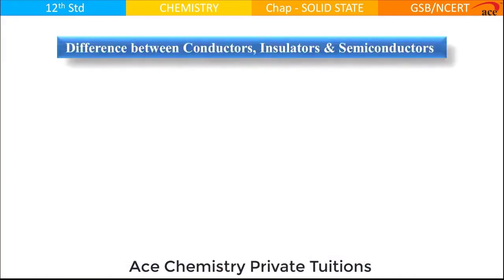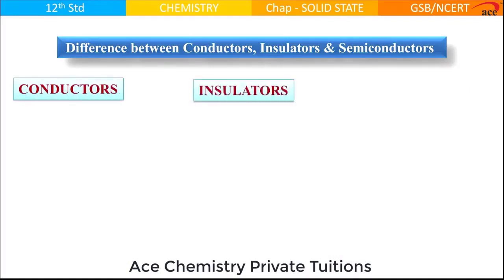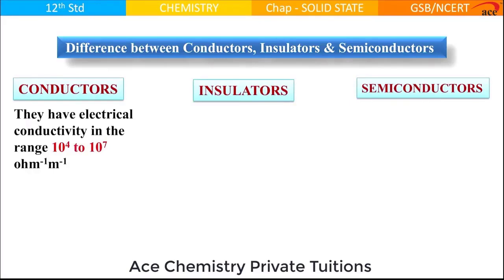Now, what is the difference between conductor, insulator and semiconductor scientifically? The scientific difference is based on their electrical conductivity value, that symbol is K, and it is given by 1 upon resistivity. You all as physics students are aware resistivity has a unit of ohm meter, therefore, electrical conductivity will have a unit of ohm inverse meter inverse.